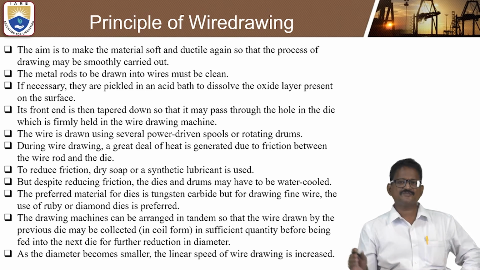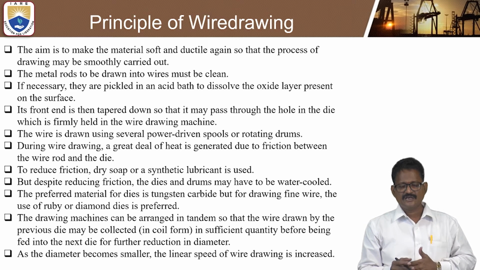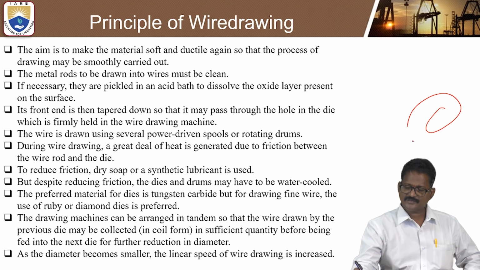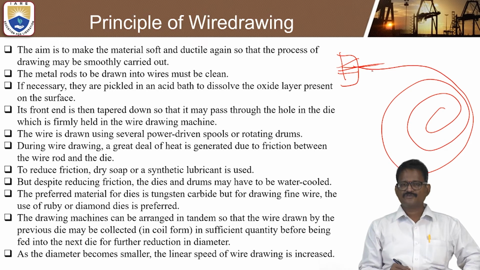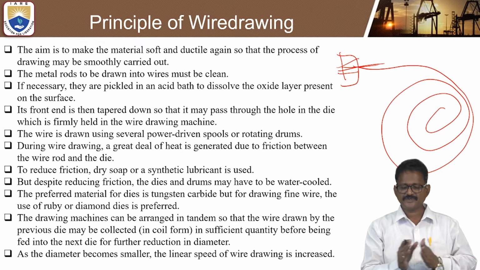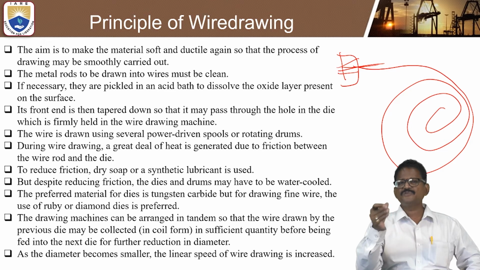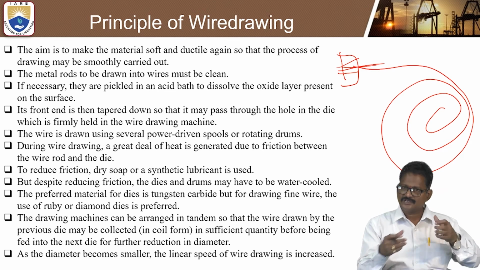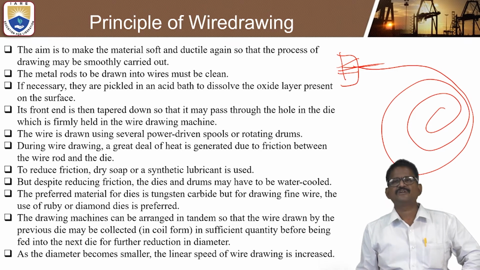So there will be a sequence of processes, so that the wire drawn by the previous die may be collected in a coil form, some circular form. Even though the diameter becomes smaller and smaller, the linear speed of wire drawing will be increased. When you want to reduce the diameter, obviously the speed can be increased, so that the elongation takes place effectively. This is a basic principle involved in wire drawing.